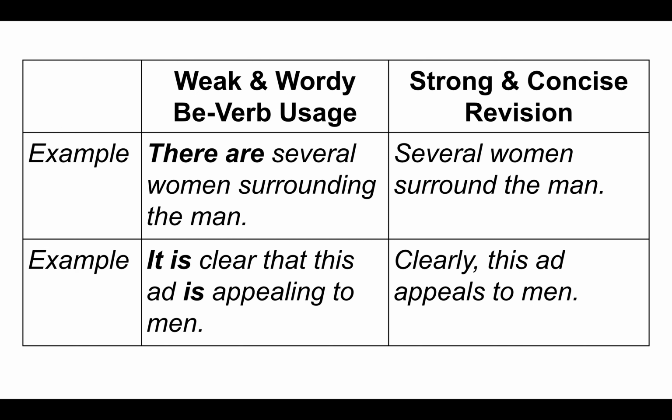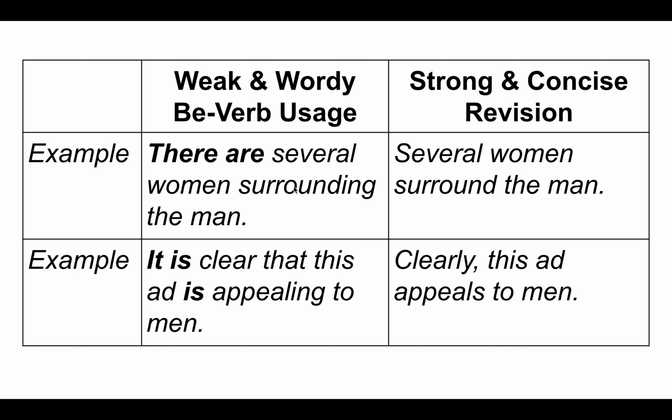In the second example, it is clear that this ad is appealing to men. Again, it is the main subject and verb of the sentence. So instead, I want to think, okay, what's the actual subject of that? Well, it's the ad. Pull that forward, move it to the front. This ad appeals to men. You could say this ad clearly appeals to men. Clearly, this ad appeals to men. So we've eliminated both the it is construction and the is.